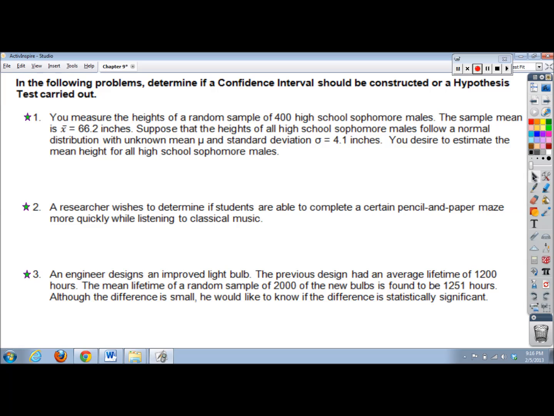Now, we're not testing a claim that we claim to know what the mean height is for all sophomore males. We want to estimate what that height is within a certain range, basically. So this should sound very much like what we did last chapter with confidence intervals.